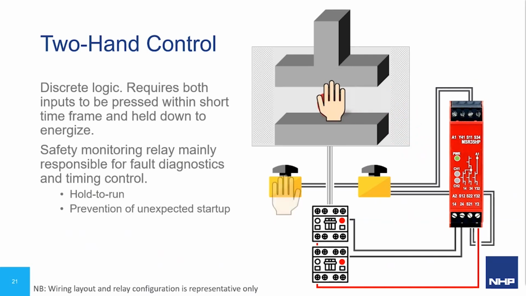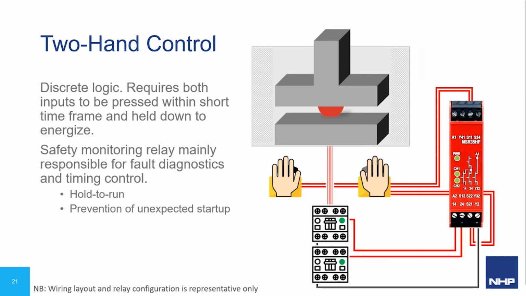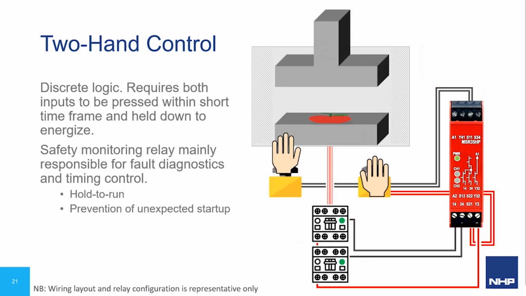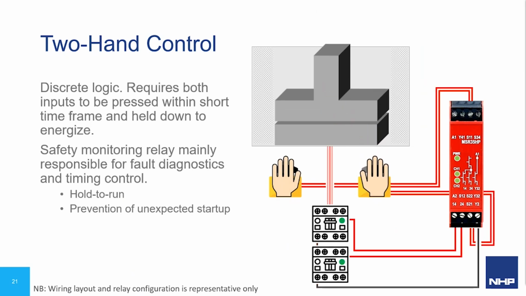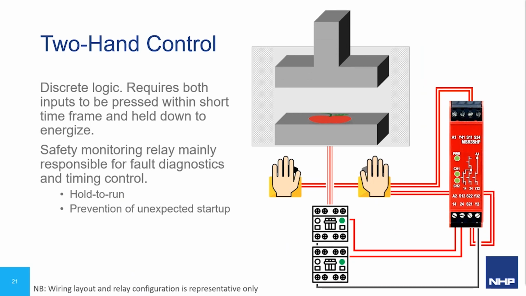Two-hand control is another type of discrete functionality offered by some safety monitoring relays. However, it requires a little bit more logic to pull off. This is used in manual loading and unloading applications where the operator's hands need to enter the machine to perform a task. In order to keep their hands out of the way while the machine performs a hazardous process, two push buttons are needed to be pressed together within a specified time in order to enable the machine to function.